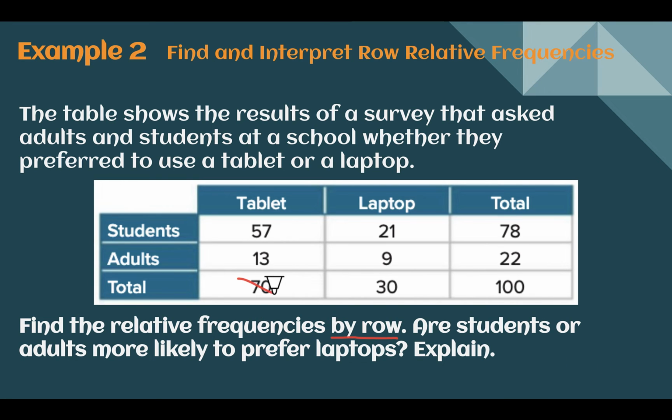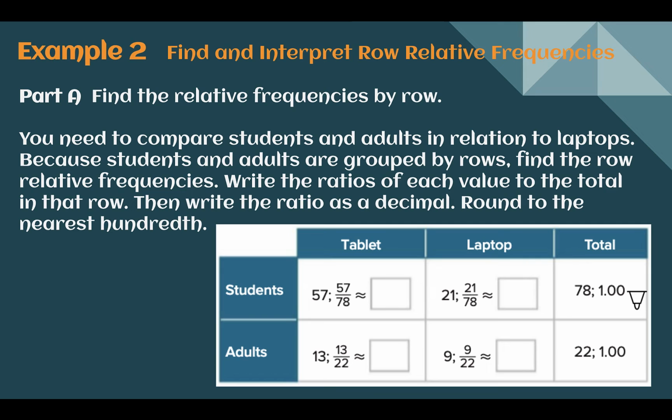So I don't even care about my column totals. I need to go by row. Are students or adults more likely to prefer laptops? So first, let's find our relative frequencies by row. So let's compare students to the total compared to adults to the total. So 57 students out of 78 used a tablet. So what's 57 divided by 78? That would be 0.73. We're just going to use a calculator to figure this out. Compared to a laptop, 21 preferred a laptop out of the 78, so that would be 0.27.